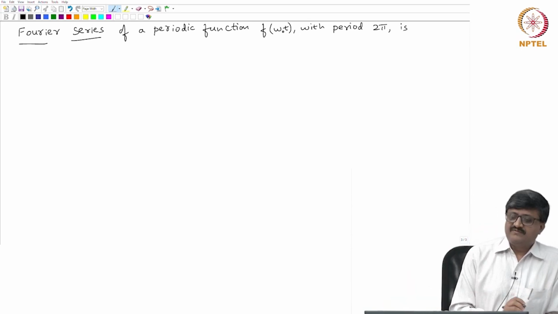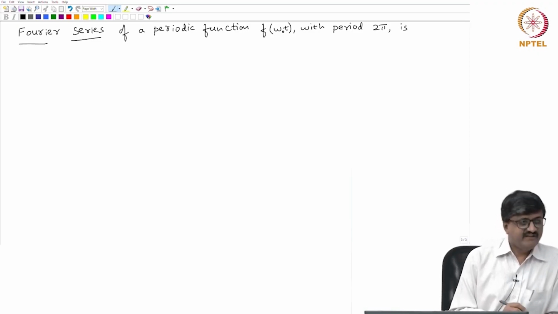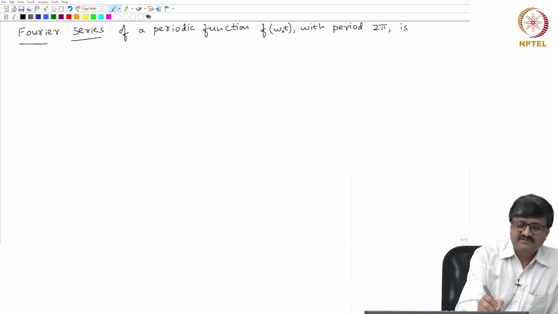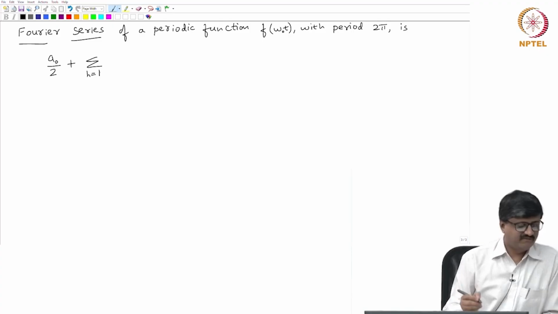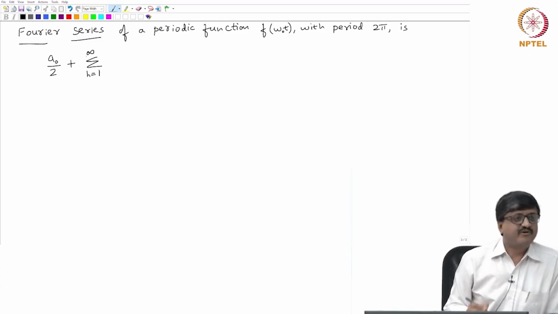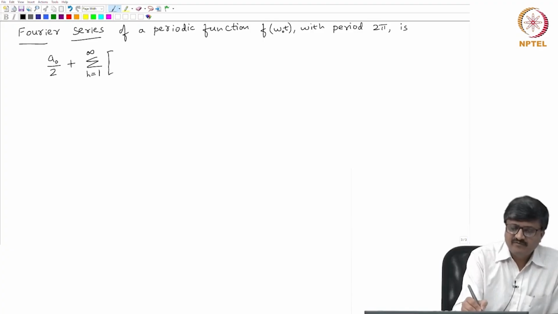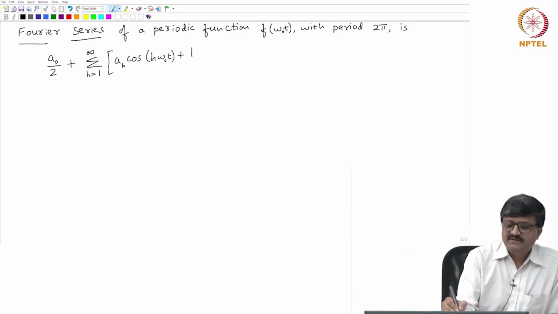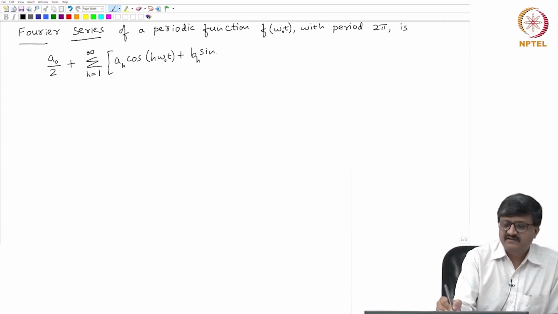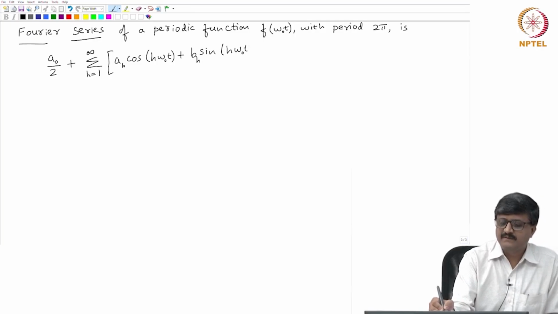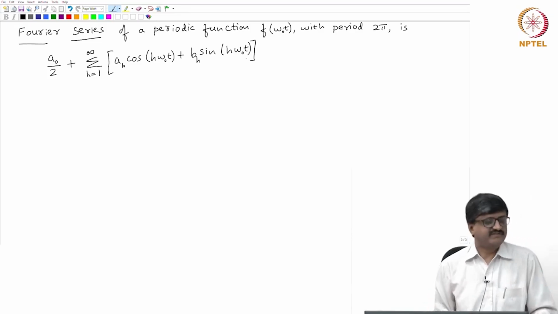So, this Fourier series is actually given by a series, it has infinite number of terms. So, the Fourier series is like this: A0 divided by 2 plus sigma over, I use the notation h for harmonic, over h from 1 to infinity of A subscript h cos h omega ot plus B subscript h sin of h omega ot. So, this is the Fourier series.